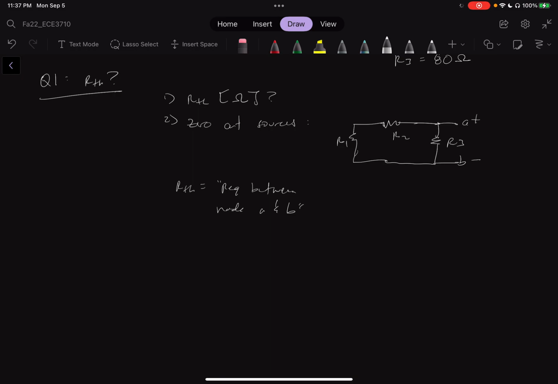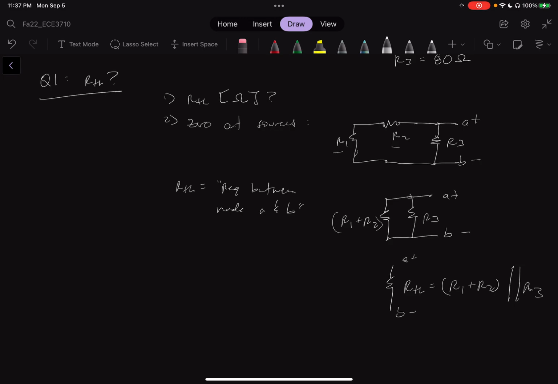Okay, let's do that. R1 and R2, they're in series. They look like a human centipede. Now, this R1 and R2 that are in series, that is in parallel to R3. Therefore, R Thevenin is equal to R1 plus R2, this whole thing, parallel to R3. So mathematically, R Thevenin is equal to R1 plus R2 in parentheses times R3 divided by R1 plus R2 plus R3.